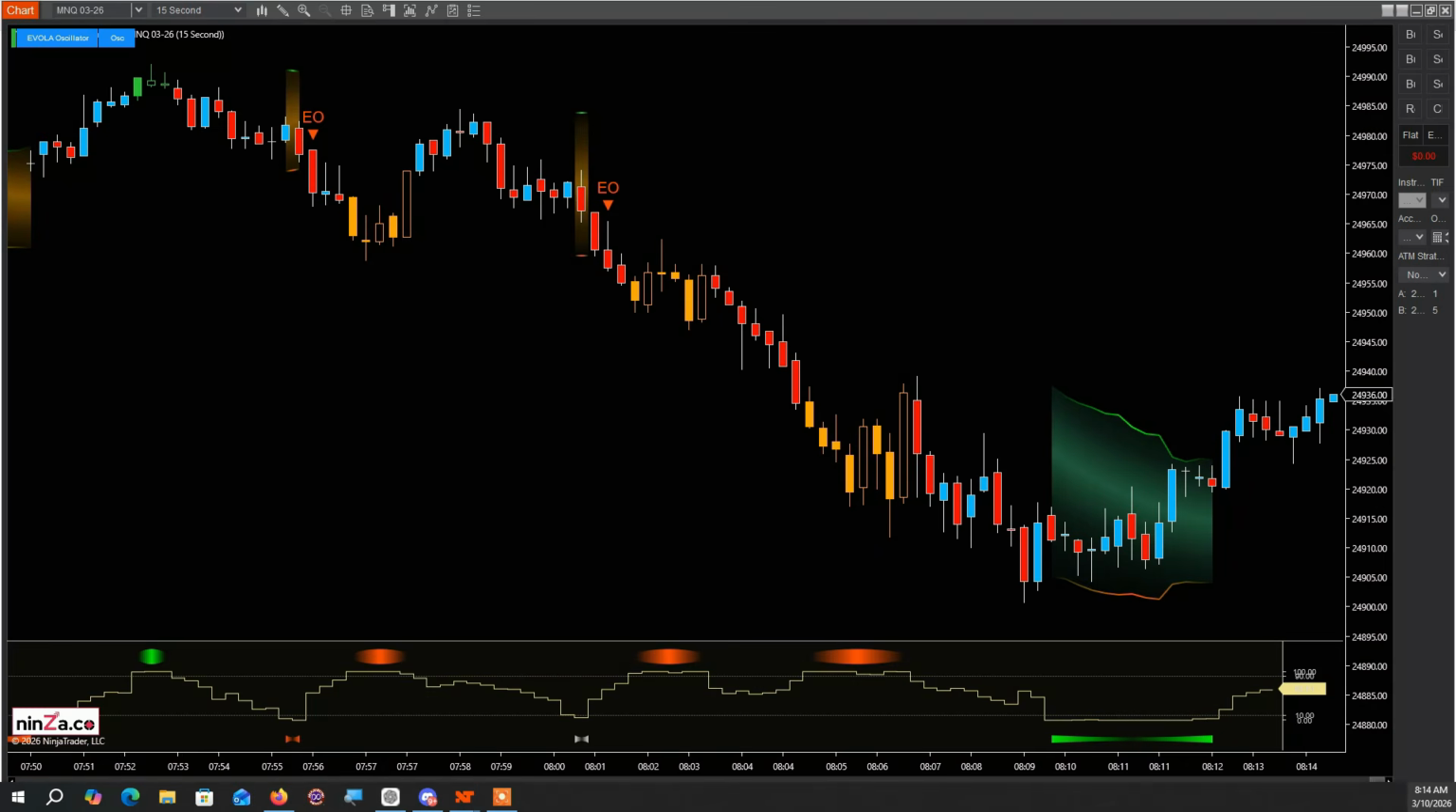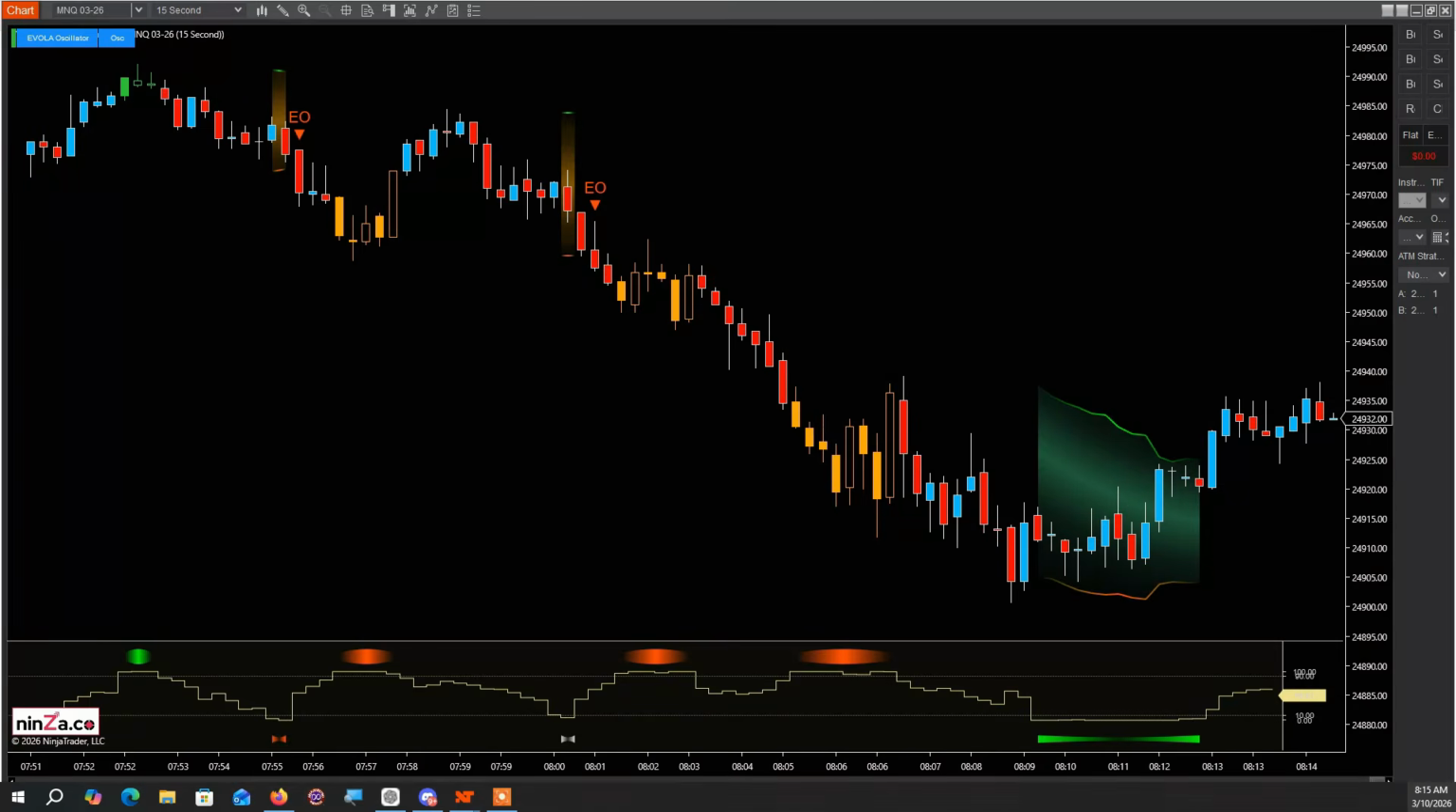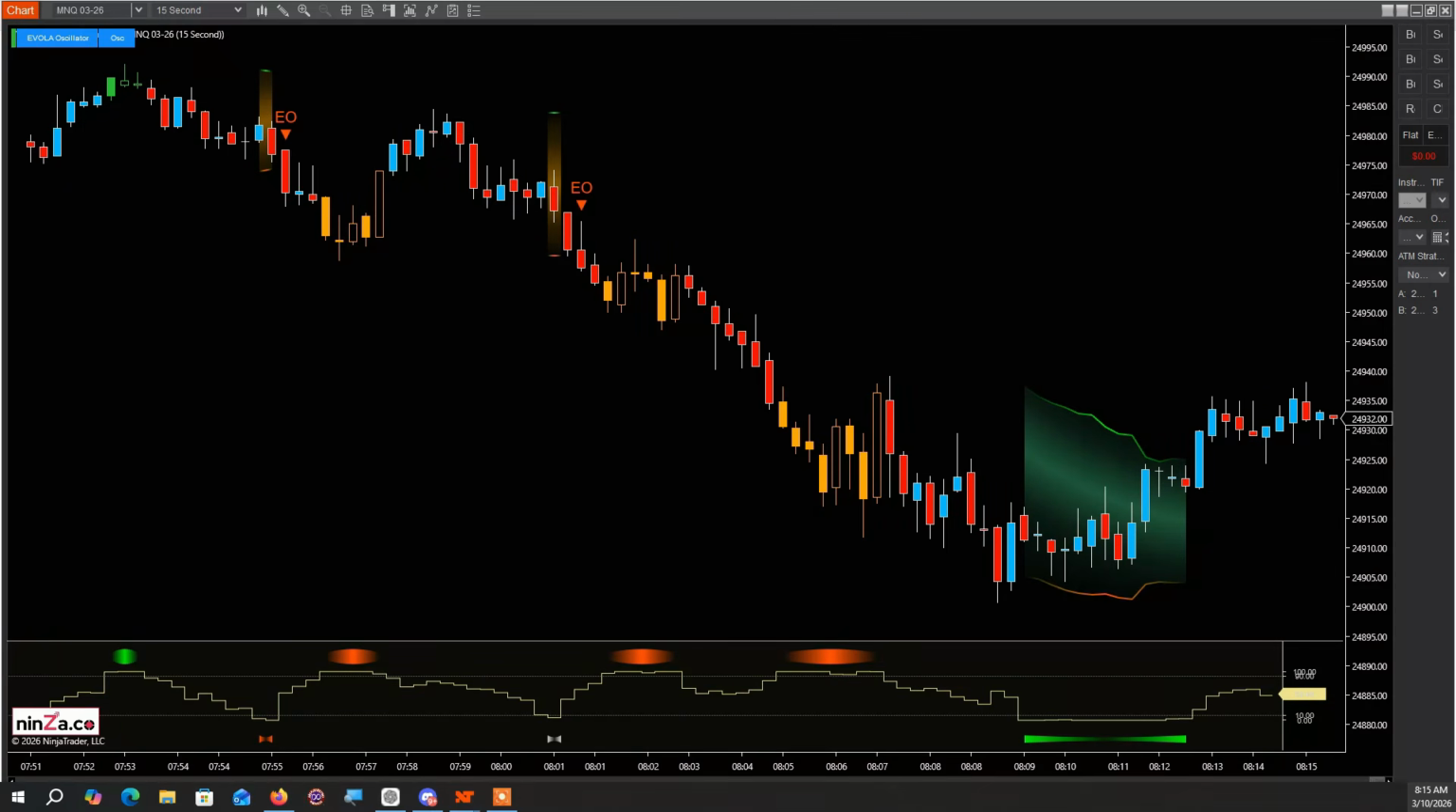The upper shaded area represents expansion, when volatility is elevated and price is moving more aggressively. At this stage, the market may already be in motion, so traders often shift from looking for entries to managing positions or watching for signs of exhaustion. Evola oscillator acts like a pressure gauge for the market, helping you identify when conditions may be setting up for the next significant move. Now here is how a signal is generated and why.